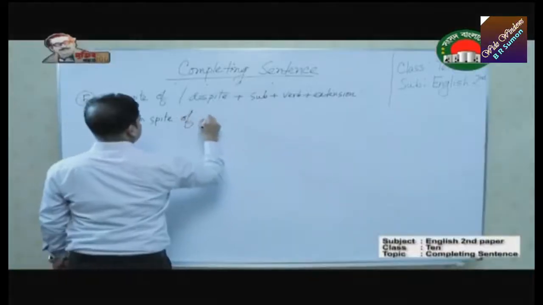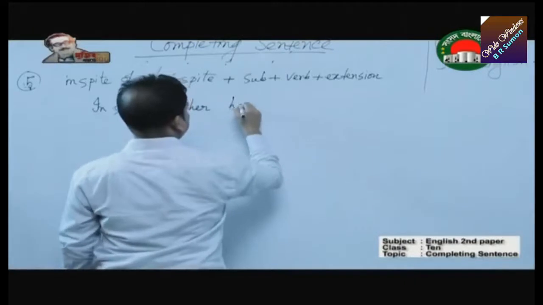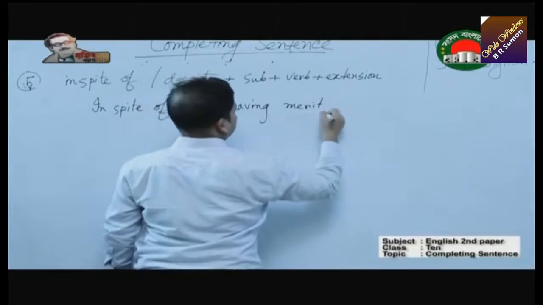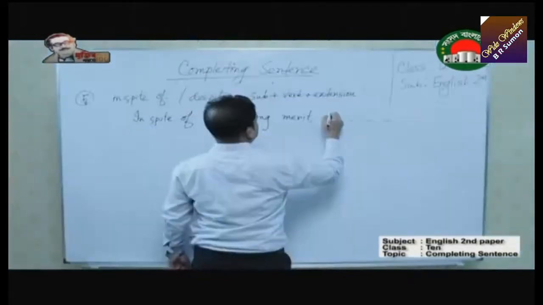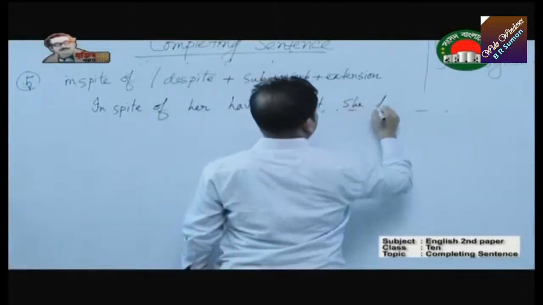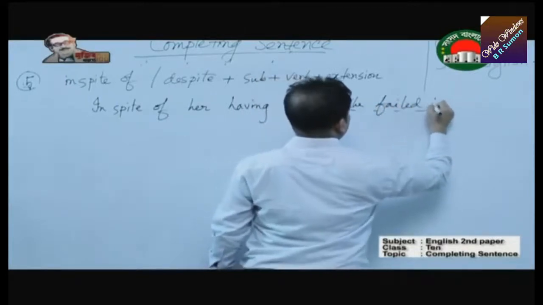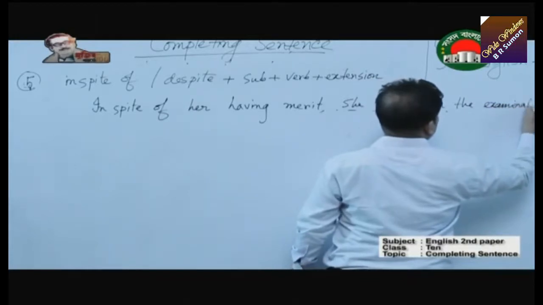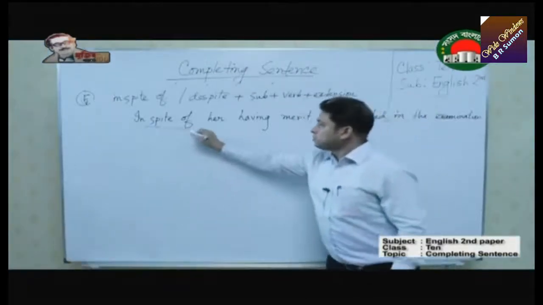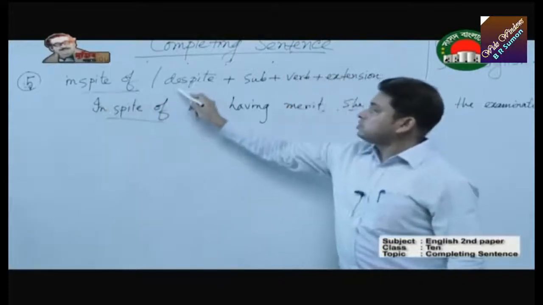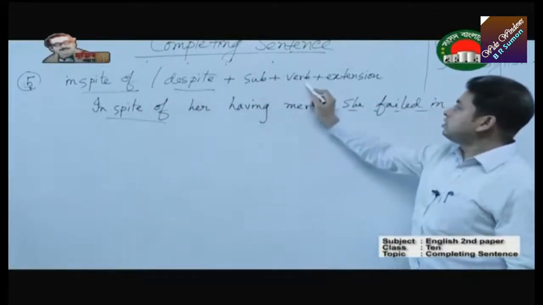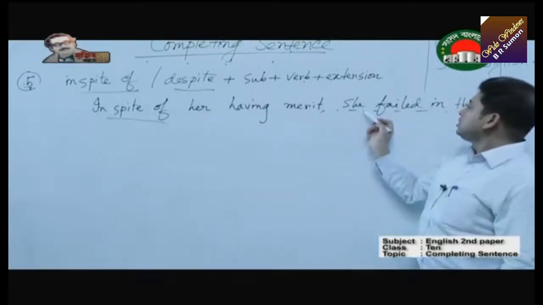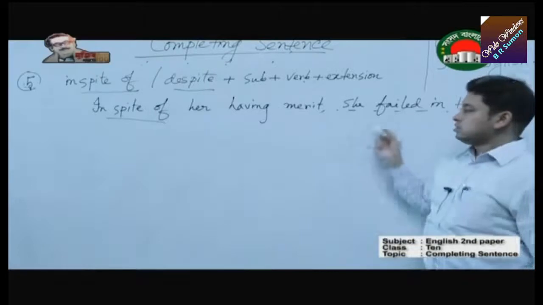Example: in spite of her having merit, she failed in the exam. So if there is in spite of or despite, then there will be subject, there will be verb, and there will be extension. Example: in spite of her having merit, she failed in the examination.